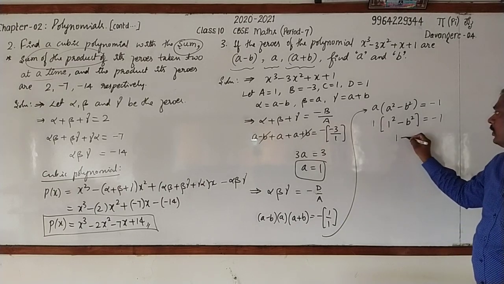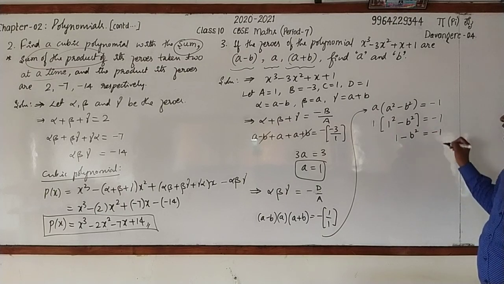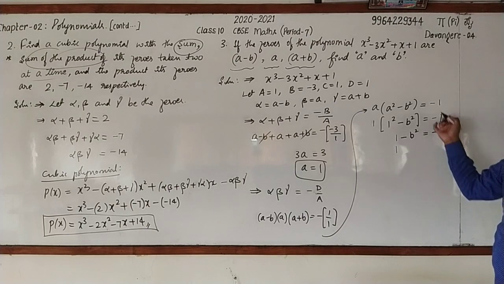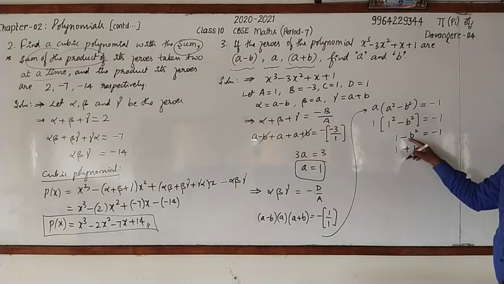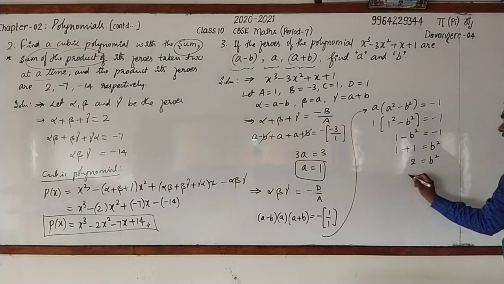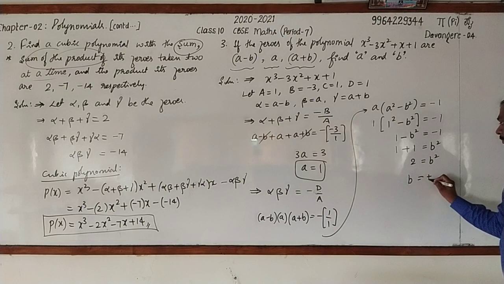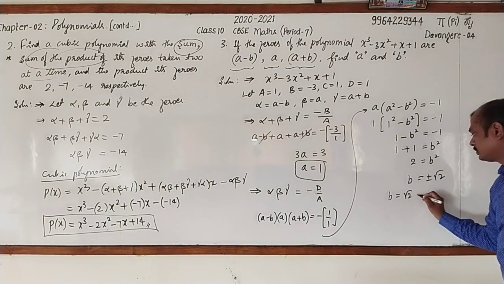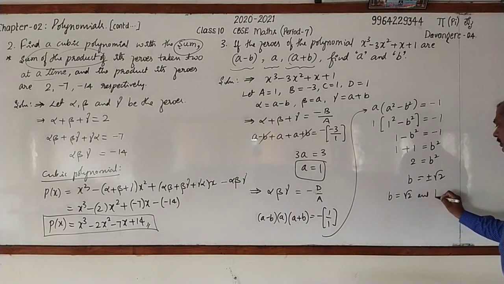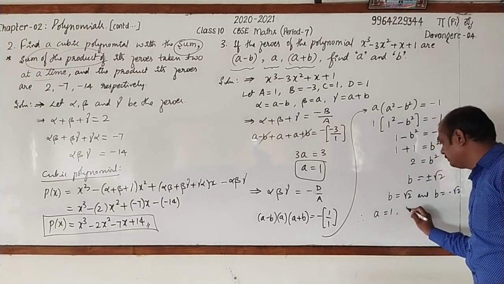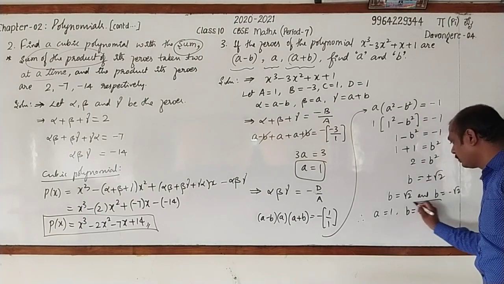What is 1 square? 1 minus b square as it is. Minus 1 as it is. Then we want b. Transfer minus 1 to the left hand side, plus 1. Then this is b square. What is 1 plus 1? 2. 2 equal to b square. Then b is equal to plus or minus root 2. Then we can write b equal to either plus root 2 or b equal to minus root 2. Clear? Therefore, a is 1 and b is plus or minus root 2.